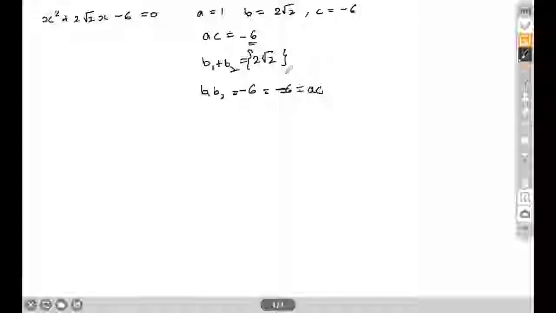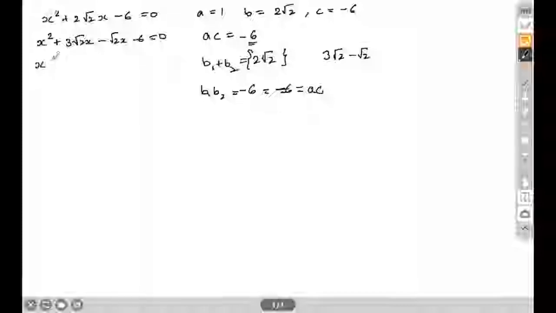But now the sum must be 2 root 2, but the product must be negative 6. Another thing to be taken care of is, if the sign of b1 plus b2 is not the same as b1 times b2, then we express b1 and b2 as a larger number minus a smaller number. So hence, 2 root 2 can be expressed as 3 root 2 minus root 2. And why did I do this? If you multiply these two numbers, you will certainly get negative 6, and the sum also is 2 root 2. So hence, the splitting of the middle term in this case will be 3 root 2x minus root 2x minus 6 equals 0.